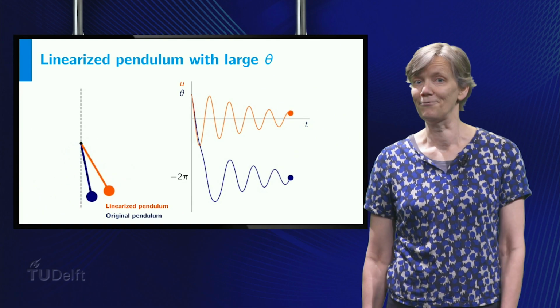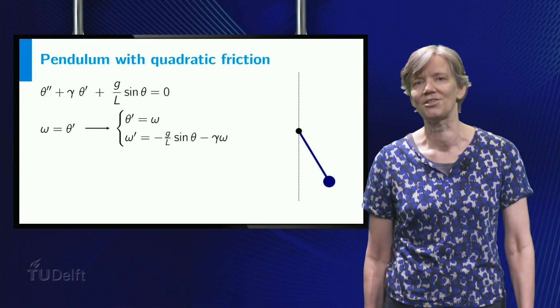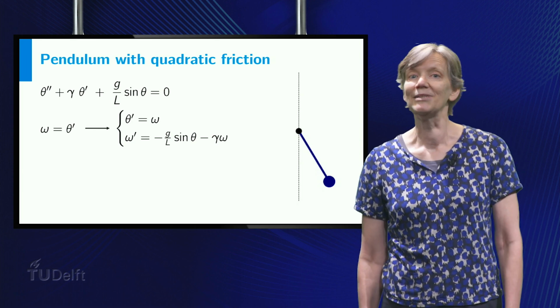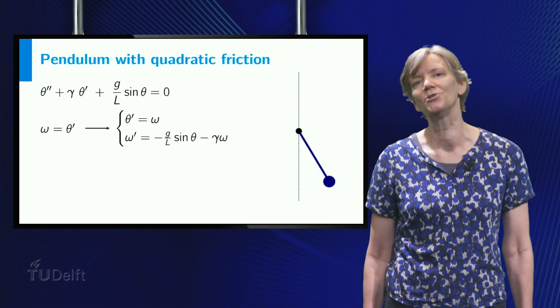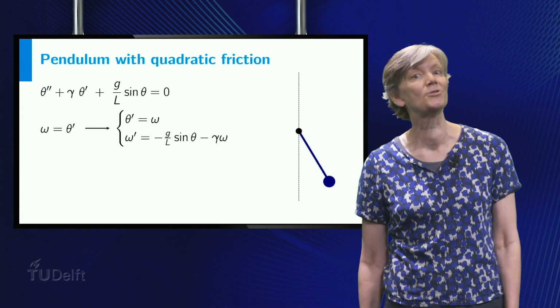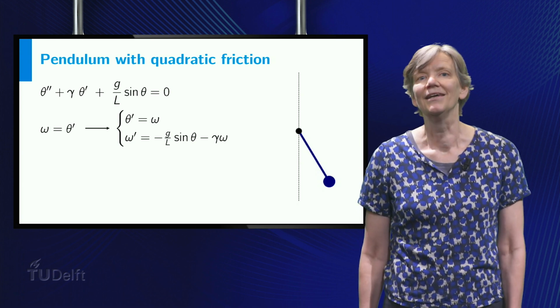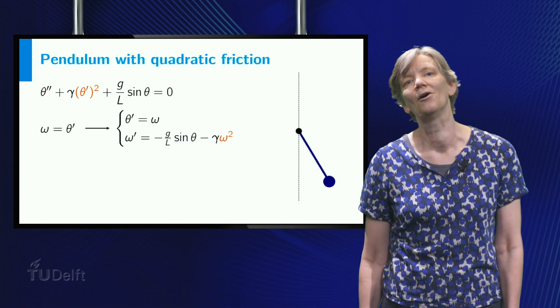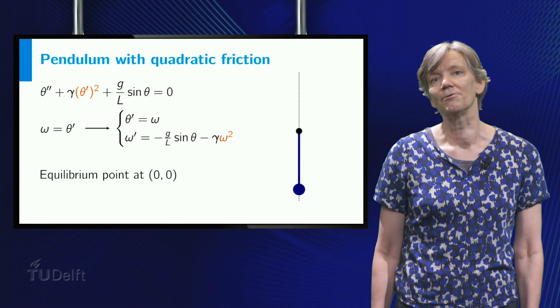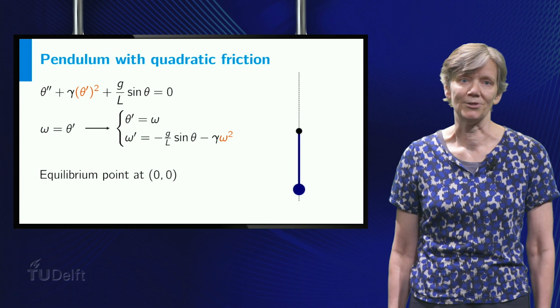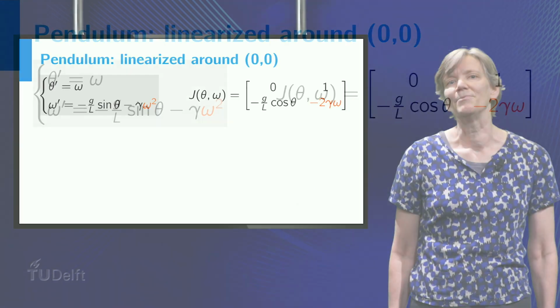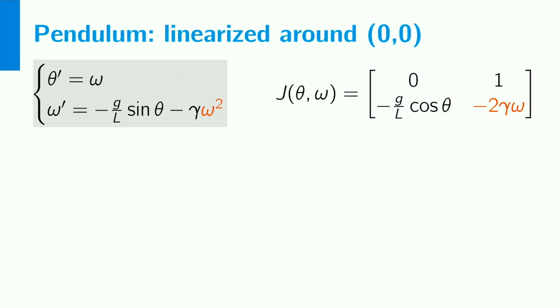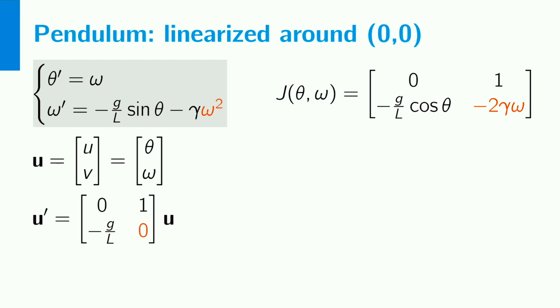Now we change the friction term into another one that is used often. Assume that the air resistance is not proportional to the velocity, but proportional to the square of the velocity. In the first order system, the friction term changes into minus gamma omega squared. (0, 0) is still one of the equilibrium points. The friction element in the Jacobian matrix is now minus 2 gamma omega. So in the system linearized around (0, 0), the friction element vanishes.